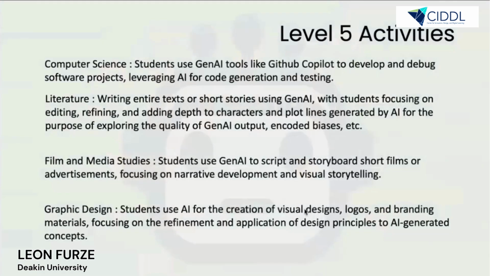And then finally, at level 5, we allow the students to use AI in whatever way they choose and with access to whatever platforms they have available to them. So students might use a tool like GitHub Copilot in computer science to develop and debug software from scratch. We might write entire texts using generative AI in a literature-based subject with the purpose of critiquing the AI output in the same way we would critique a human-written text.